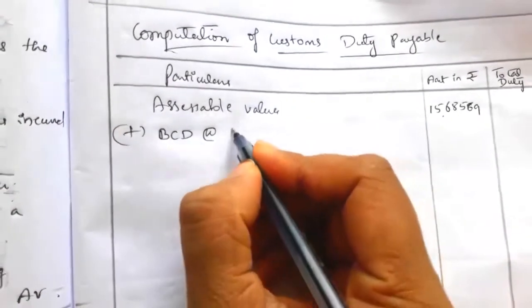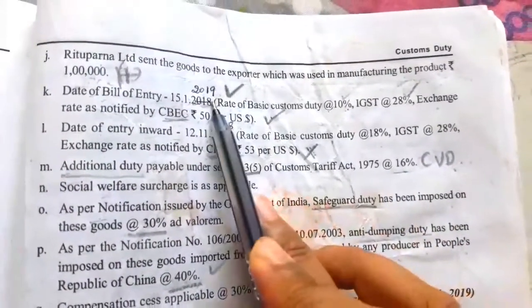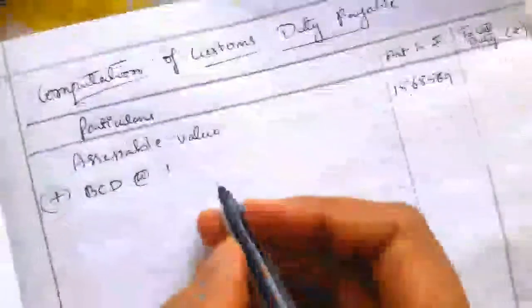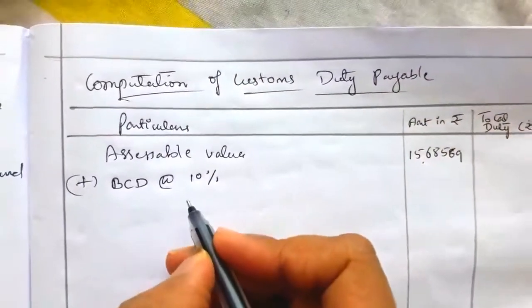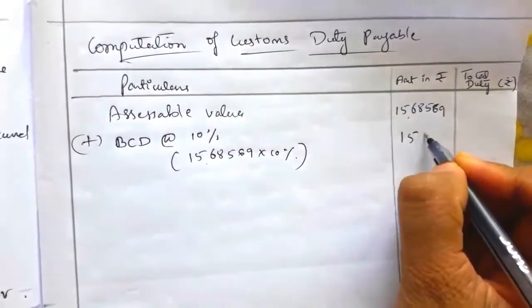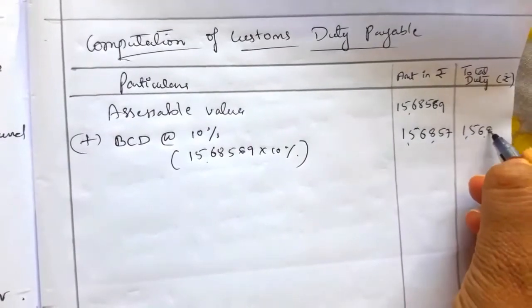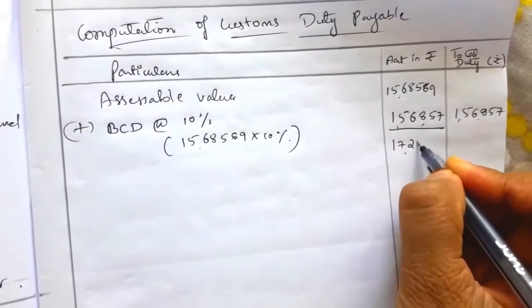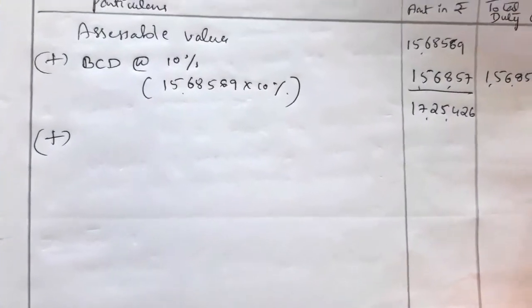Next we have to calculate the BCD. We take the BCD rate of 10%, which is declared by the bill of entry, the latest date. So BCD at 10% is calculated on assessable value. That is 15,68,569 into 10%, which is equal to 1,56,857 as the tax. Next we total it, so it is equal to 17,25,426. Next we add NCCD if any; there is no NCCD.